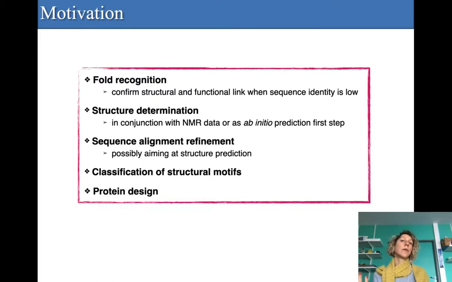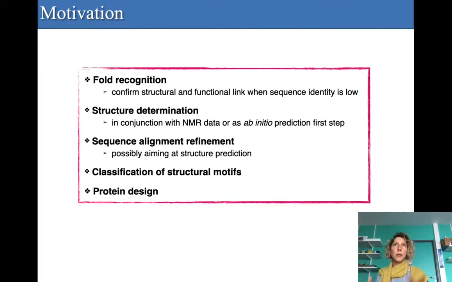So what is the motivation for predicting secondary structures? Well, it can be useful for fold recognition. For example, it could confirm a structural and functional link between two proteins where sequence identity is low. It can help in structural determination in conjunction, for example, with NMR data or as an ab initio prediction first step. It can help in the refinement of sequence alignments, possibly as a first step to structure prediction.